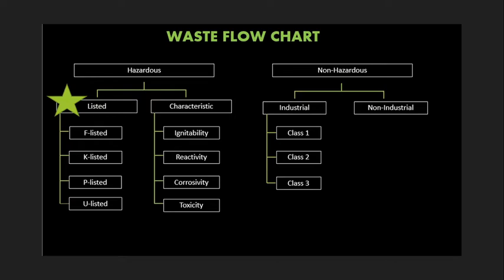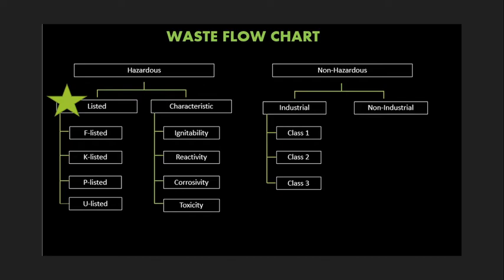Okay, so back to the waste flow chart, we're going to break down the 2 categories of hazardous waste. So we're going to jump into listed waste, and this is going to be a little bit weird. We're going to run through these quickly because most of the time our wastes are going to be characteristic waste, so they're going to be flammable, reactive, corrosive, or toxic.